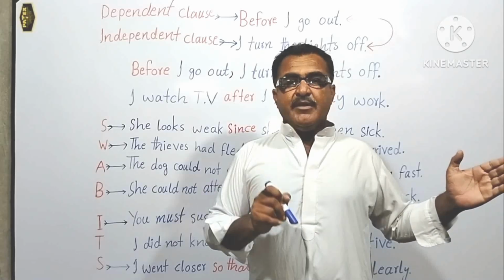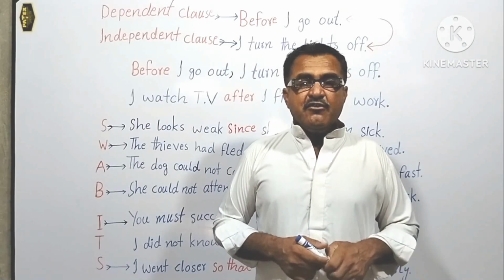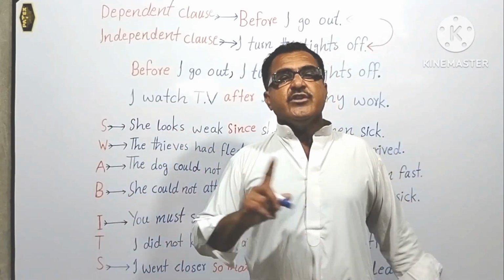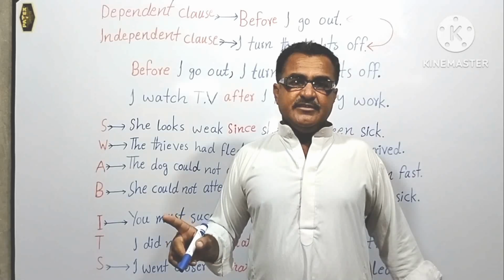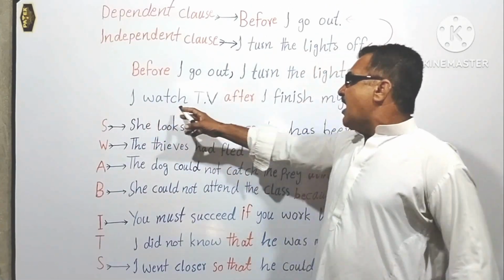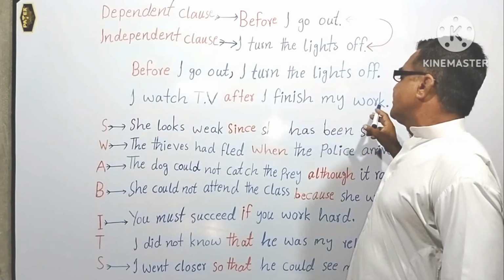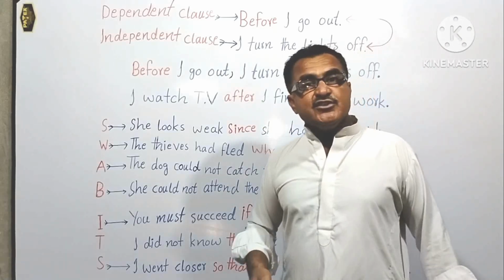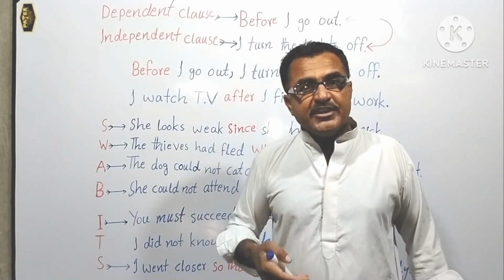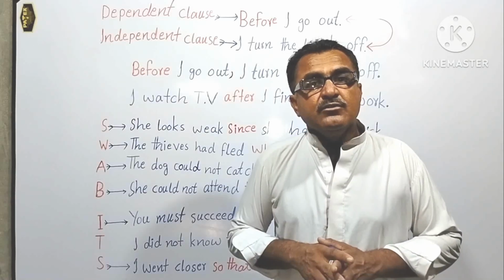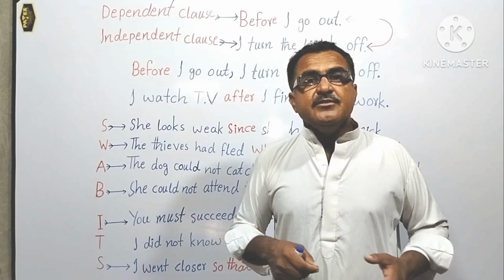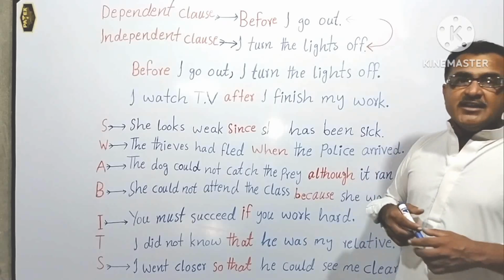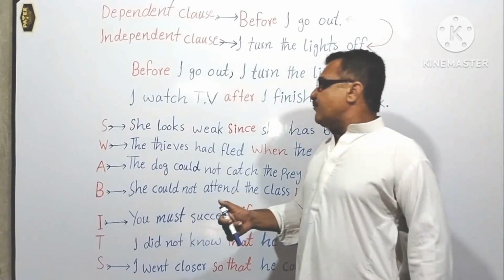Remember this. But when your independent clause comes first and the dependent clause comes last, then you don't have to use any punctuation. Look at this example now. I watch TV after I finish my work. Now if I use this dependent clause, after I finish my work, you will automatically ask, after you finish your work, what do you do? Then you'll have to say, I watch TV. Oh, I see. Now I got the point. So this is the problem.